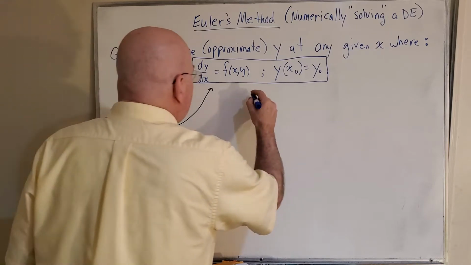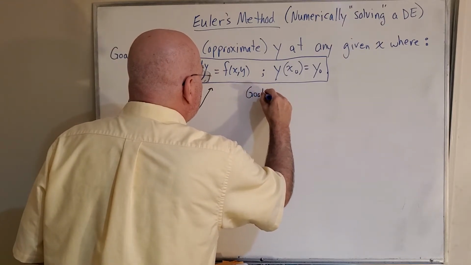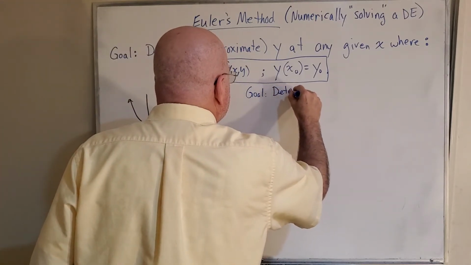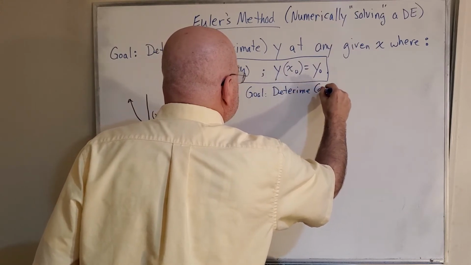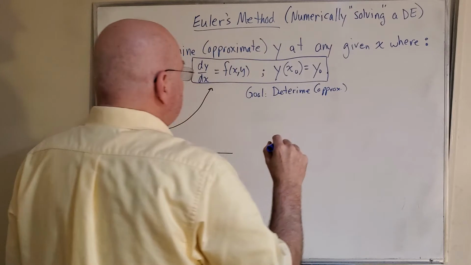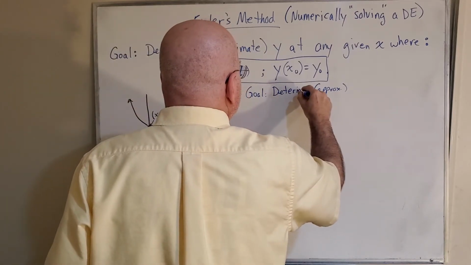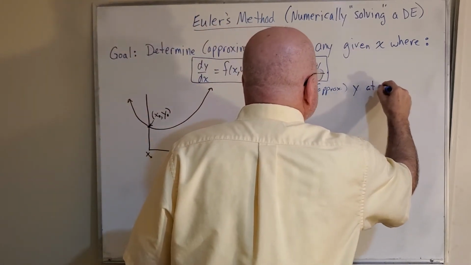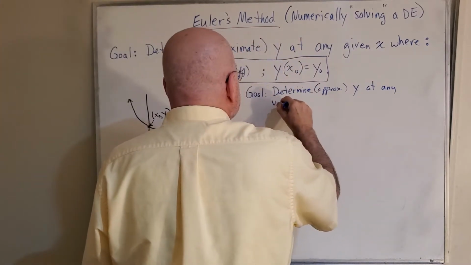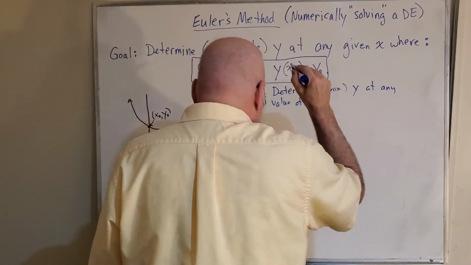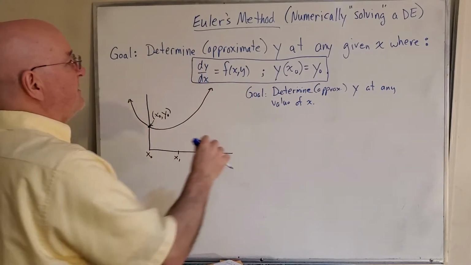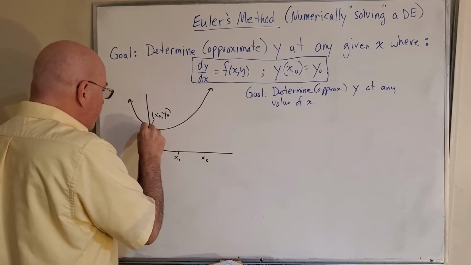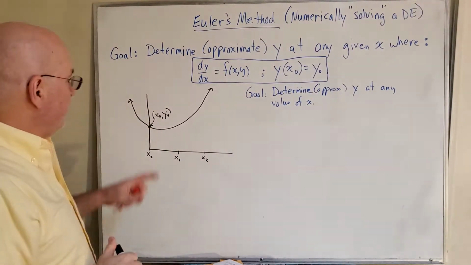So maybe I should write that down, the goal. Estimate or approximate. I'm going to put determine, and maybe I'll put approximately in parentheses. Determine y at any value of x. That's what we're going to try to do. Again, the only one we know exactly is this. And I drew a graph, and so let's say that we know that position. That's actually on the solution, the function.